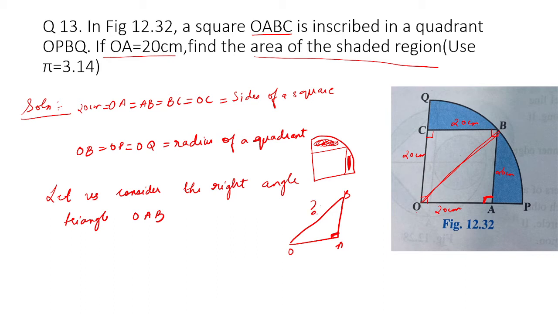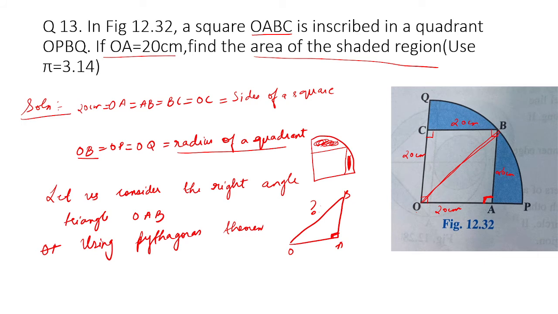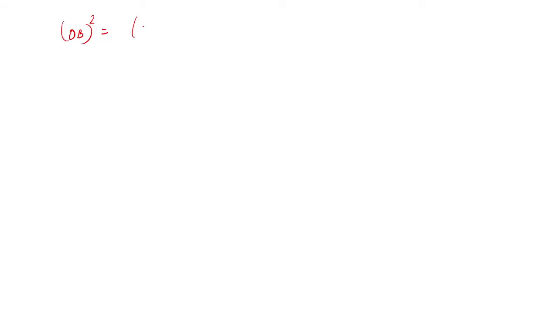We need to find OB. Why do we need to find OB? Because if we find OB, we get to know the radius of the quadrant, and easily we can find the area of the shaded region. So let us go using Pythagoras Theorem. Because this is a right angle triangle, we have the full liberty to use the Pythagoras Theorem. By using it, we get OB square equal to OA square plus AB square.